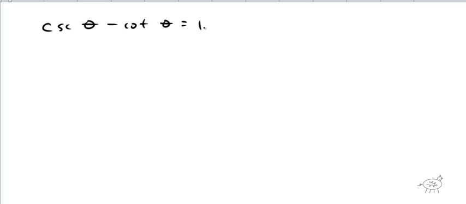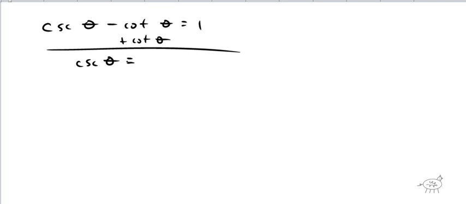Sometimes there are a lot of different ways to do this, but if I could get a cosecant squared and a cotangent squared, I can kind of simplify. I could do some substitutions, right? So I could square both sides right now, but what happens is you would get cosecant squared of theta minus 2 cosecant cotangent plus cotangent squared. In other words, it looks kind of messy. So I'm going to move this cotangent over, so I'm going to add cotangent of theta to both sides. If I do that, I get cosecant of theta equals cotangent of theta plus 1.